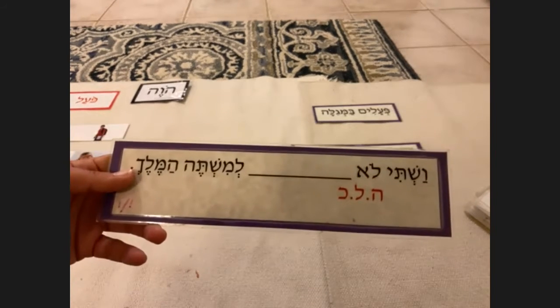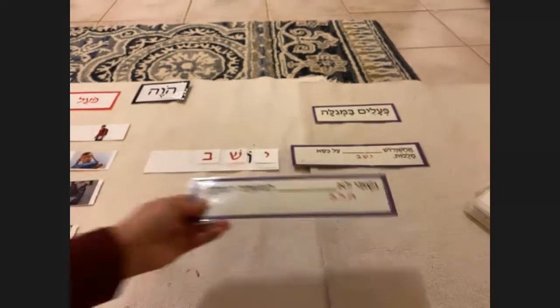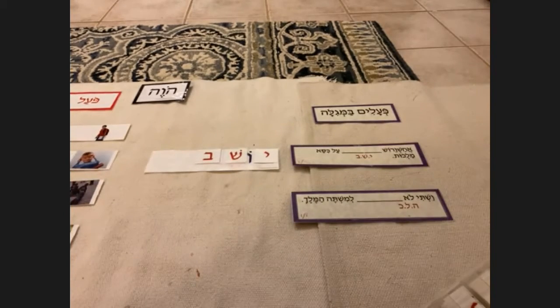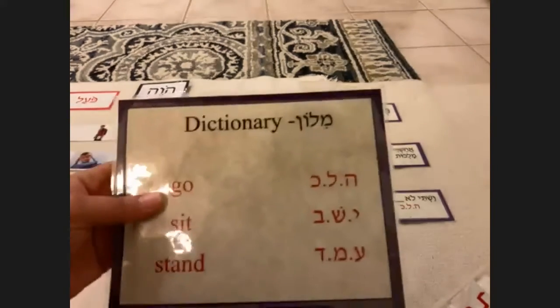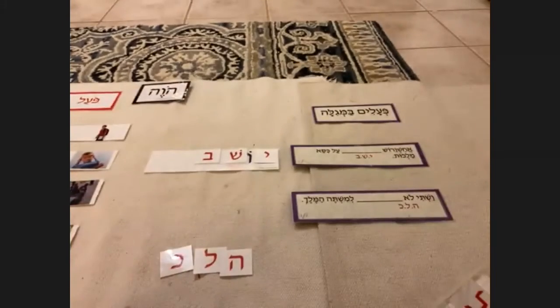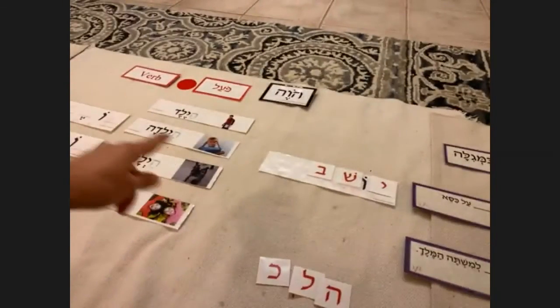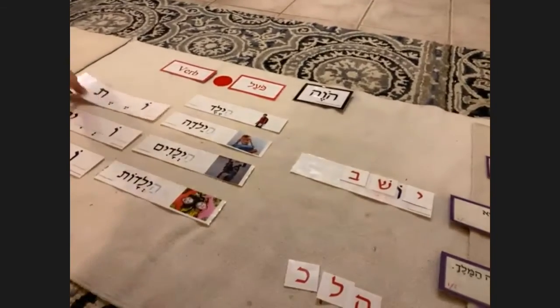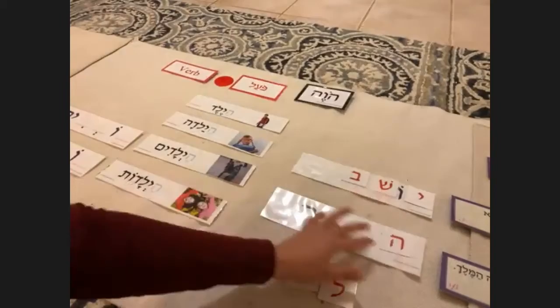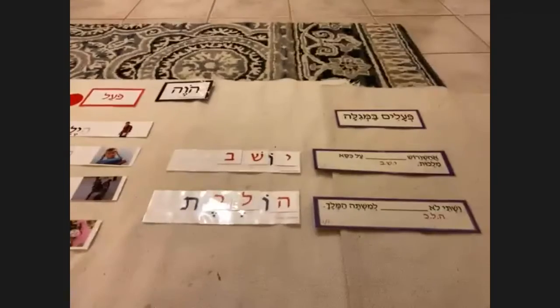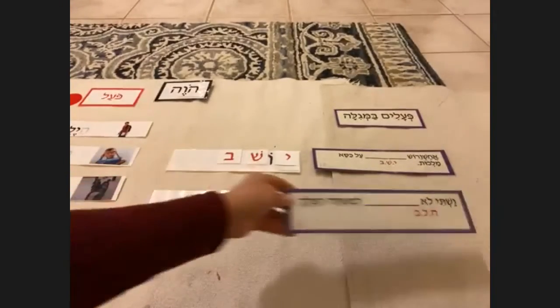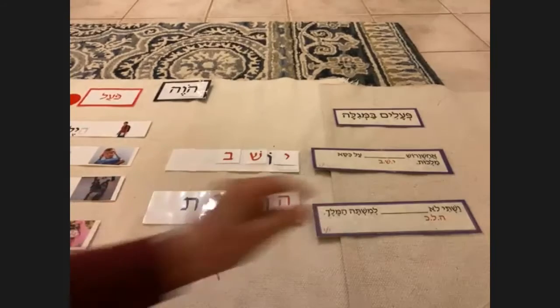The next card, Vashti lo holechet lemishtei hamelech. Again, we could take the three-letter shoresh, hey, lamed, and chaf. They could look in the dictionary. That means go. And they can take the template for hayelda, because Vashti is a female singular. They will put in the shoresh. And what do you get? Holechet. Look, Vashti lo holechet lemishtei hamelech.